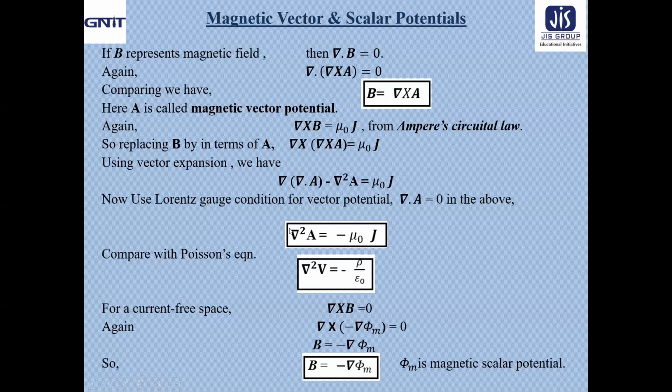Just take a look. Del square V. What about V? The electrostatic potential there. What about epsilon naught? The free space permittivity. What about rho? The volume charge density, the source of electric field. Here, the minus sign is there. J is the current density, the source of magnetic field. And what about mu naught? The free space permeability, the property of the magnetic material. So definitely what about A? It must be the magnetic potential.